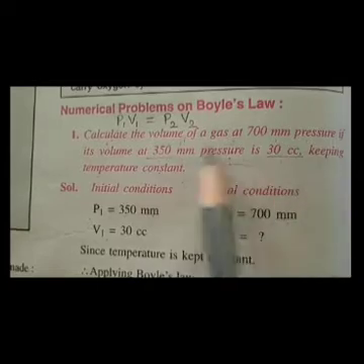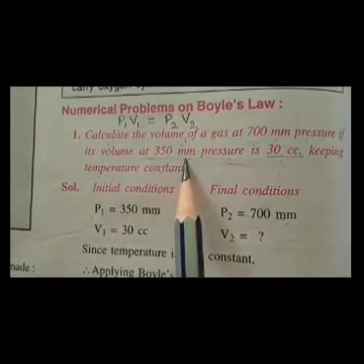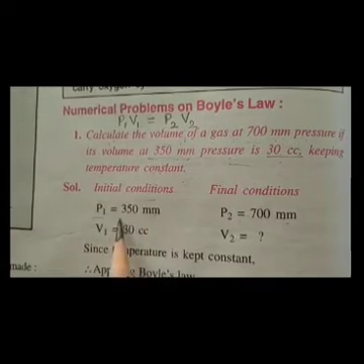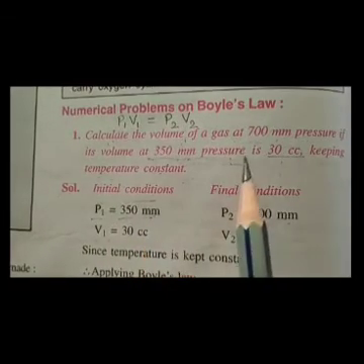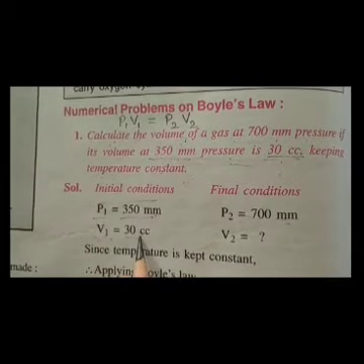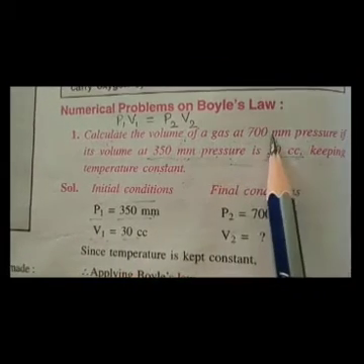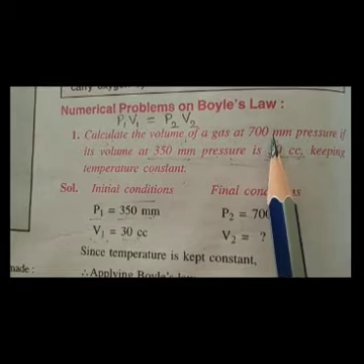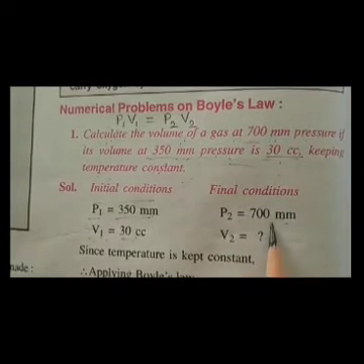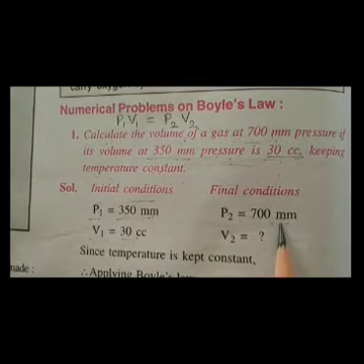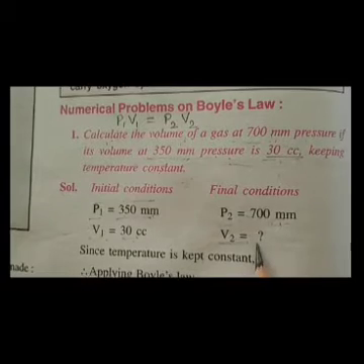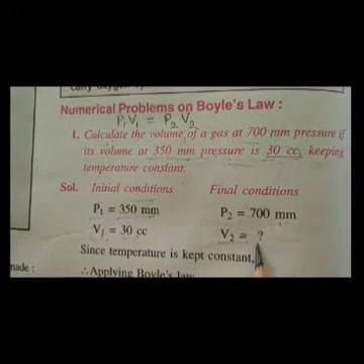So we have the initial conditions: at pressure 350 millimeter, P1 is 350 millimeter. Its volume is 30 cubic centimeter, so V1 is 30 cubic centimeter. Afterwards the pressure is changed to 700 millimeter. So the final conditions mean P2 is equal to 700 millimeter, and at 700 millimeter we have to find the volume of gas, which means we have to find the value of V2.